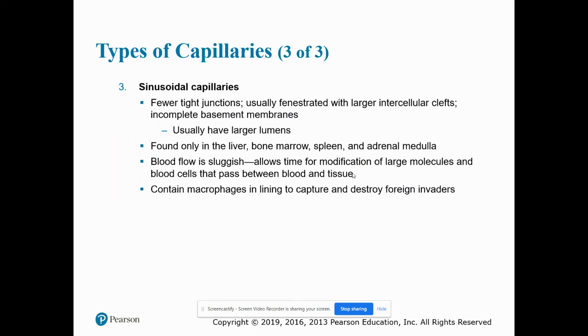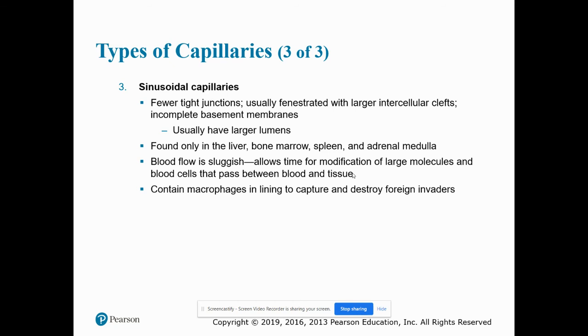And then finally we have sinusoidal capillaries: fewer tight junctions, usually fenestrated with larger intercellular clefts, an incomplete basement membrane, and usually larger lumens. These are going to allow cells to pass through because of how large the holes are in the capillaries. I'm about to show you a diagram of it.